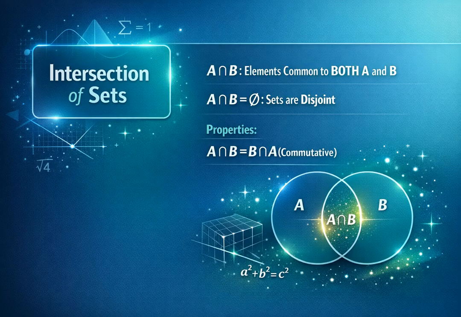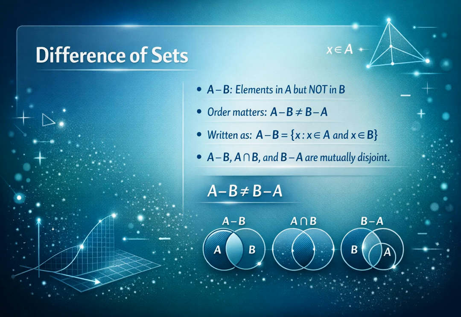The intersection of sets A and B, written as A ∩ B, contains only the elements that are common to both A and B. If two sets have no common elements, their intersection is empty, and we call them disjoint sets. Like union, intersection is also commutative. The difference of sets A and B, written as A − B, contains elements that are in A but not in B. Unlike union and intersection, order matters here.